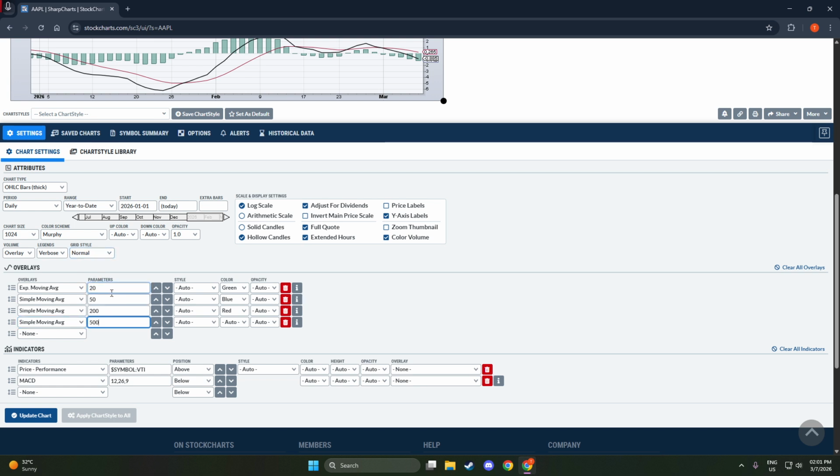After you've chosen the type, enter the period. Common choices are 20, 50, and 200. Think of the number as how many bars the average spans on your current time frame. On a daily chart, 20 is about a trading month, 50 captures a couple of months, and 200 covers roughly a year.